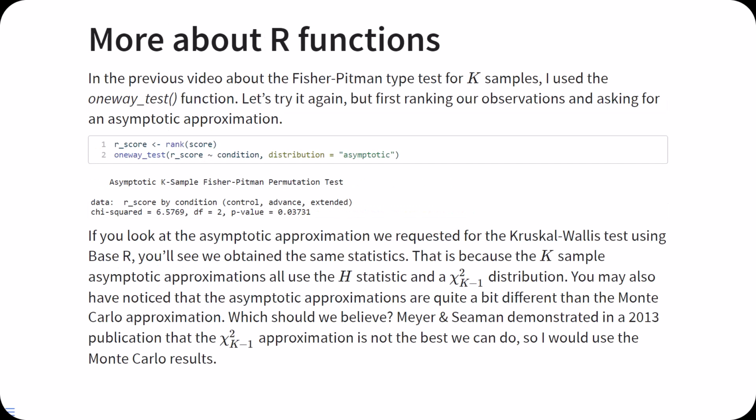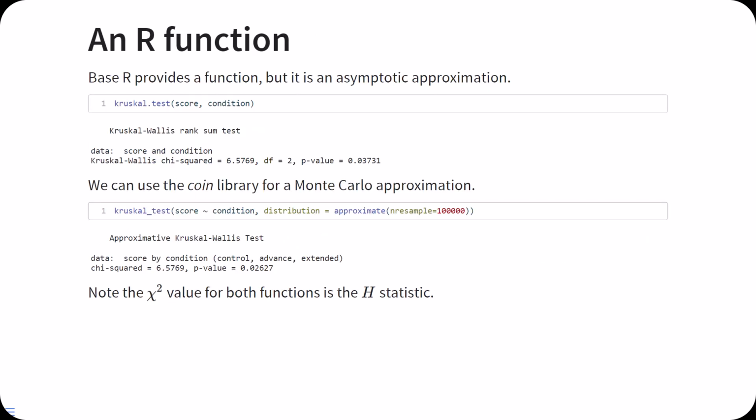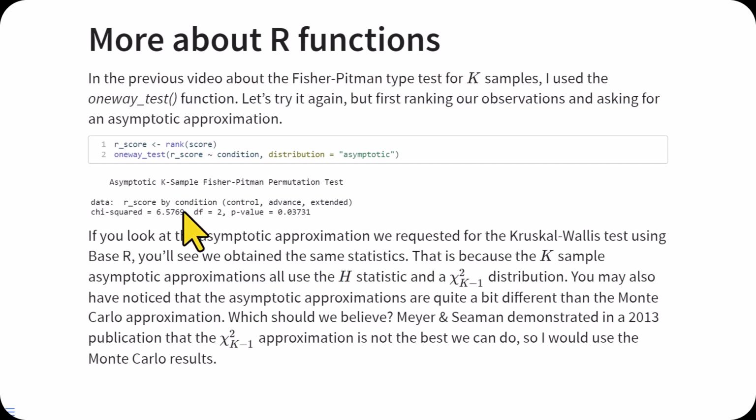A little bit more about R functions for these randomization tests. In the previous video about the Fisher-Pittman type test for K-samples, I used the one-way test function. Let's try it again, but first ranking our observations and asking for an asymptotic approximation. If you look at the asymptotic approximation that we obtain, 0.03731, you'll see it's the same thing we got back here for the p-statistic using the base R Kruskal test. And if you see the 6.5769, you'll see it's the same thing we got here.